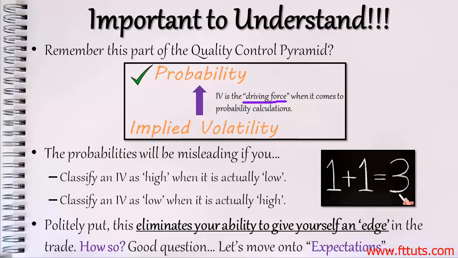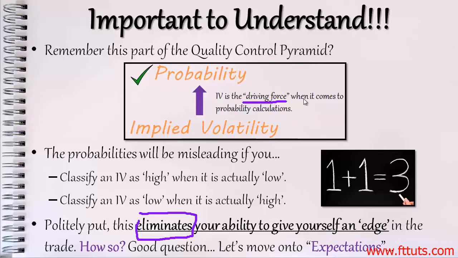Or the opposite of that is if you classify IV as low when it's actually high. So, politely put, and trying to put this as user-friendly as possible, this eliminates your ability. It jacks up. You can replace eliminates with some other choice words if you want. But to be polite, it eliminates your ability to give yourself an edge in the trade. And that's what we want. We want an edge. We want an advantage. We want probabilities in our corner. But how does this jack up? How does this eliminate that ability?